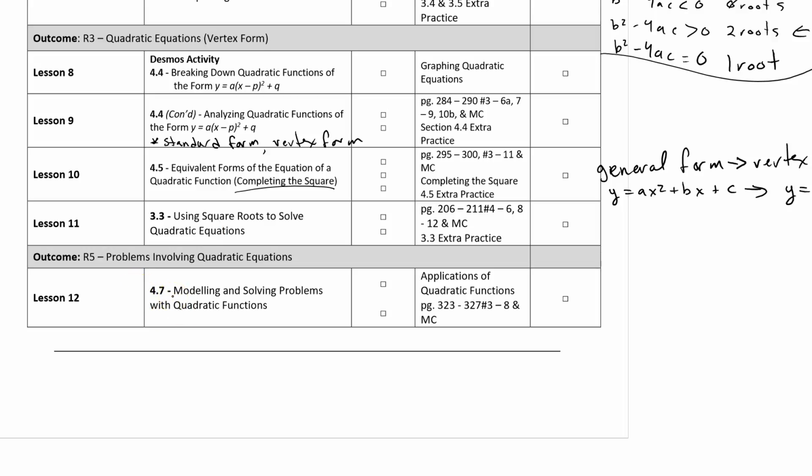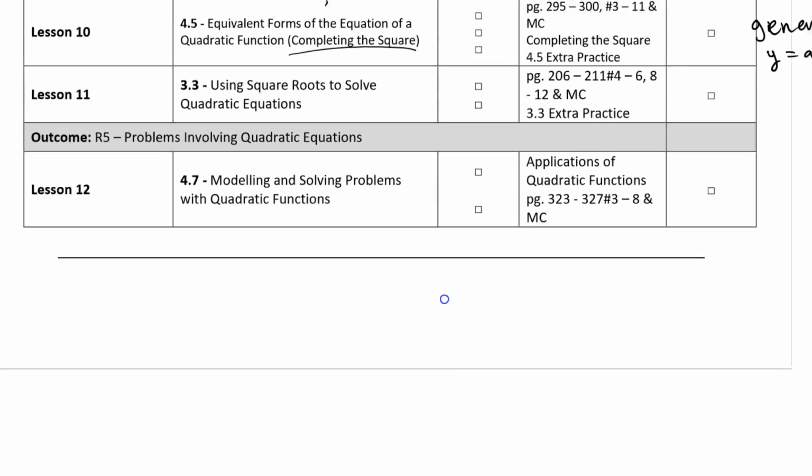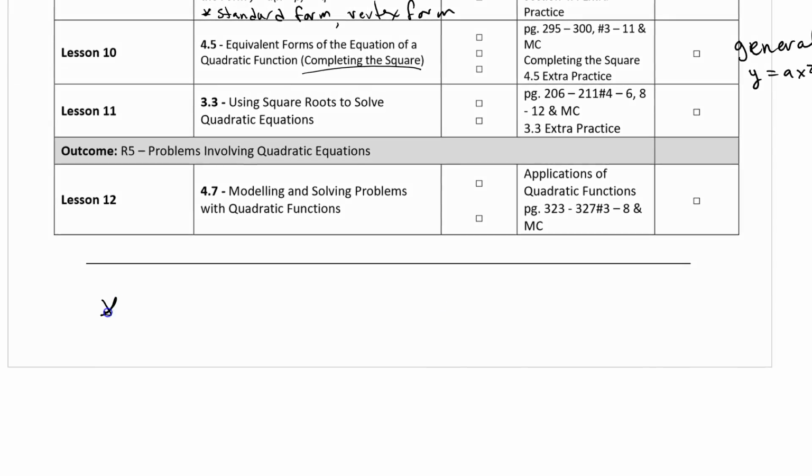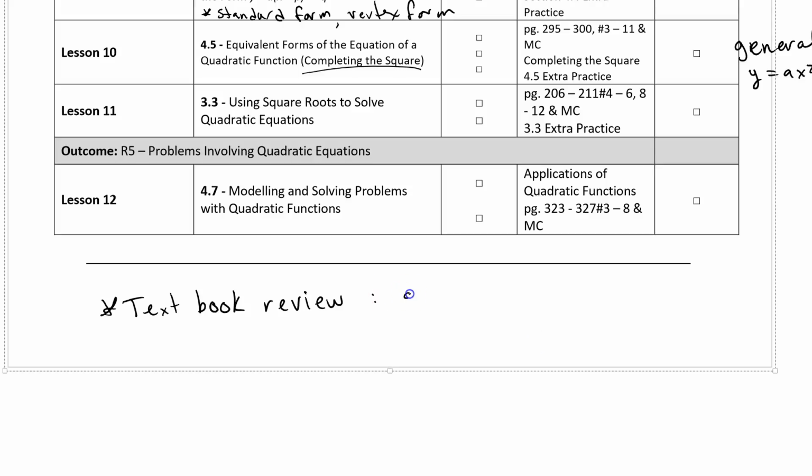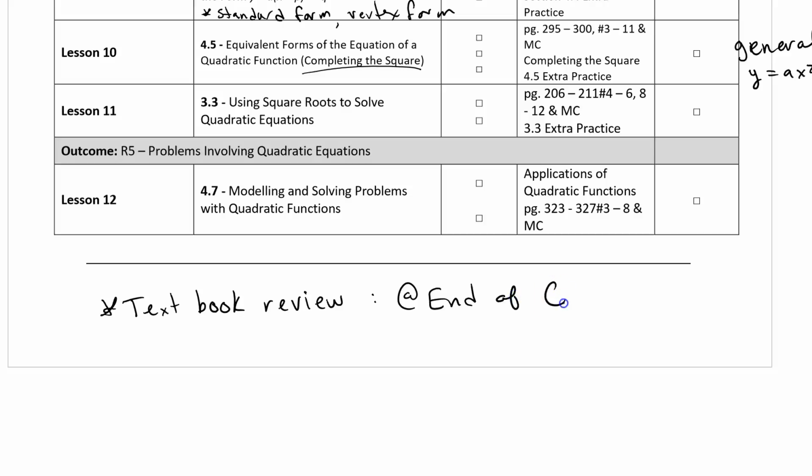And last but not least, 4.7 is our word problems. So hopefully this was a helpful little review going through everything. If you want to find reviews in your textbooks, look at the end of chapter 3 and chapter 4. We did both chapter 3 and chapter 4 in their entirety.